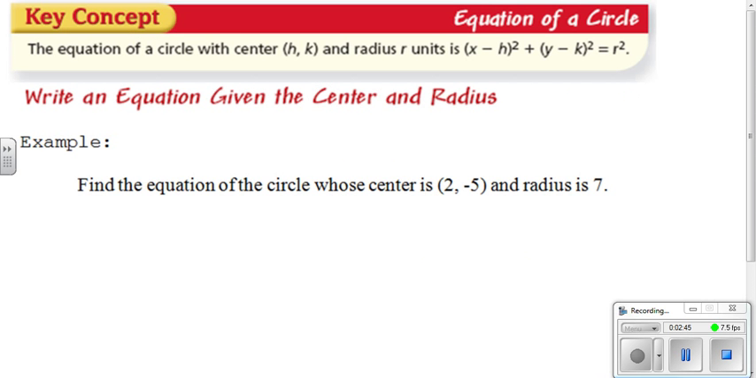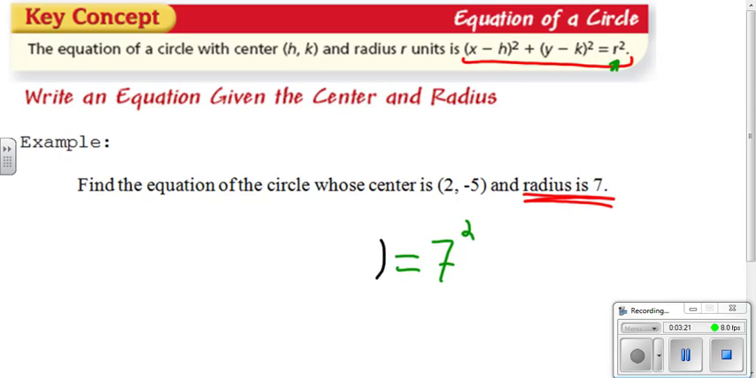We want to find the equation of a circle whose center is (2, -5), and the radius is 7. Well, remember, (x - h)² + (y - k)² = r². Our radius is 7, so we would plug that in to this piece over here. For writing out our equation, we plug in 7 to our r value.